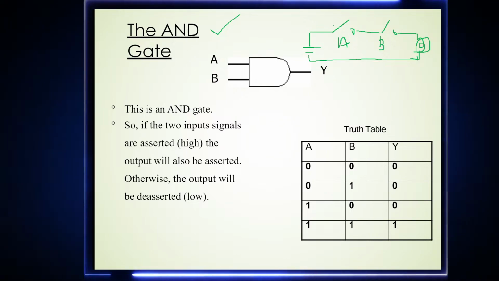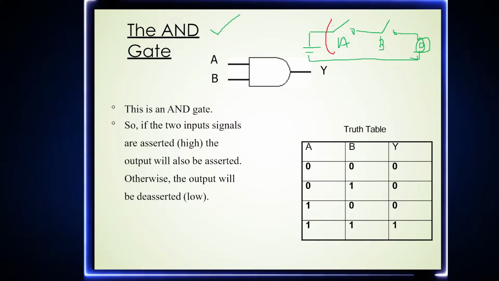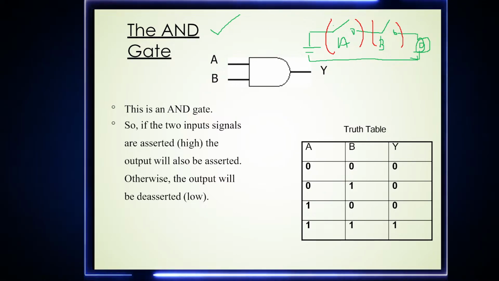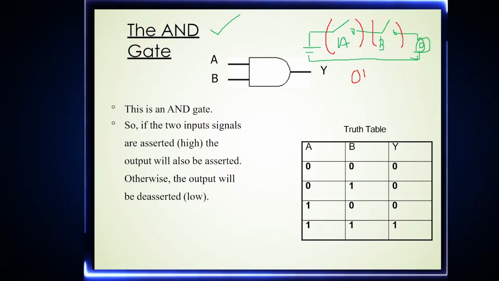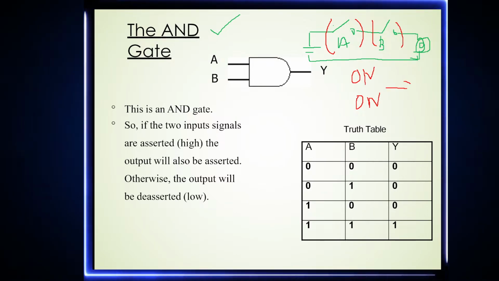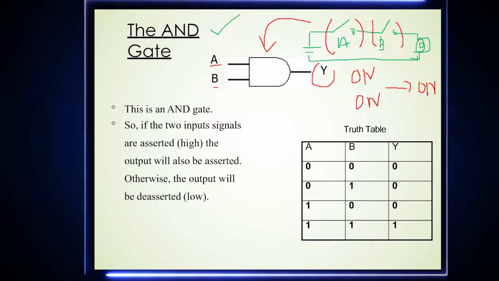So we have our two switches. This is switch A and this is switch B. Unless and until both the switches are in the on condition, listen to me carefully, I'm saying when both the switches are in on condition, only then the bulb will glow, right? So this is the circuit, and this is how our AND works. It has two inputs A and B, and it has a single output Y. So you can see in the truth table.